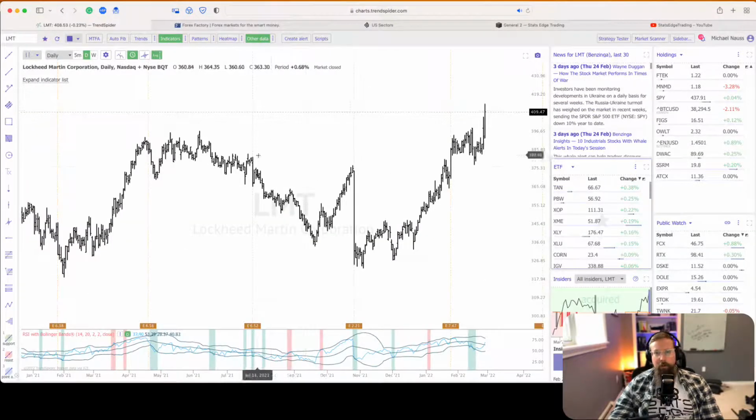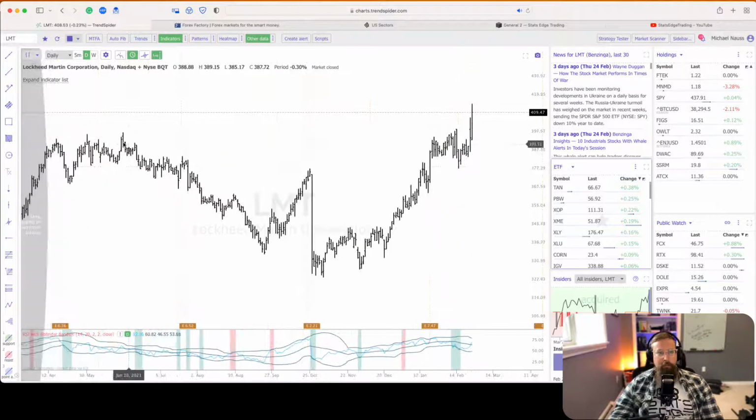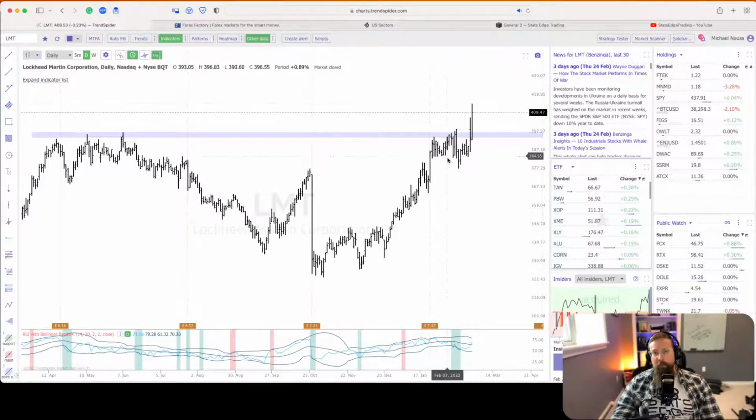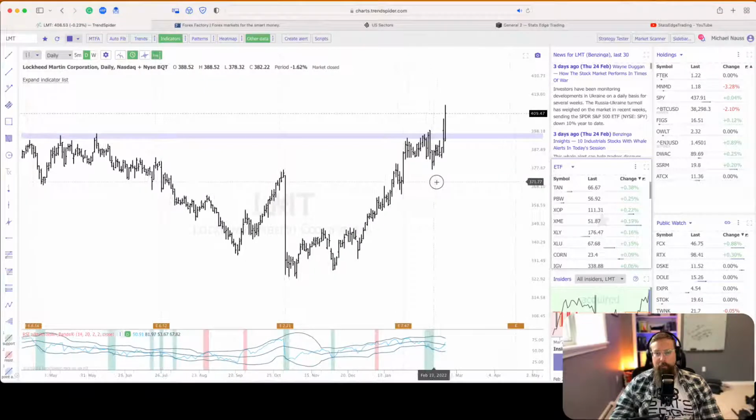LMT, overdone is my thought on LMT. And we had a nice push up in through here. If you caught this break, I think you're in a pretty good position. I wouldn't be buying up here personally.